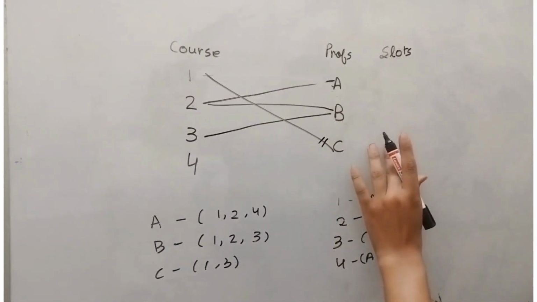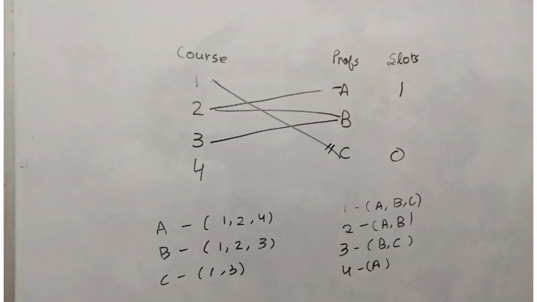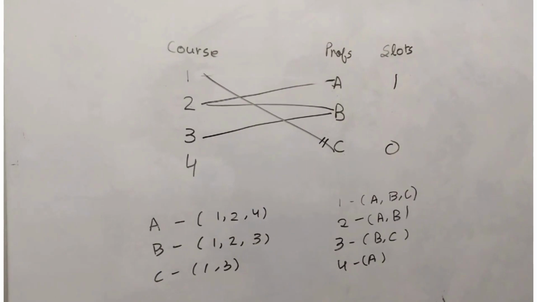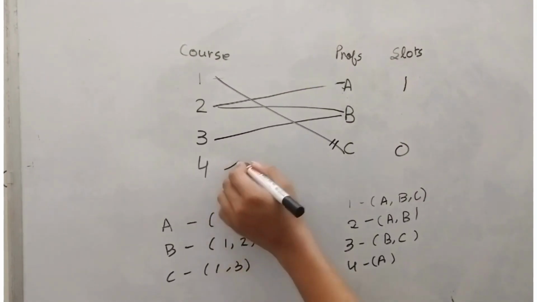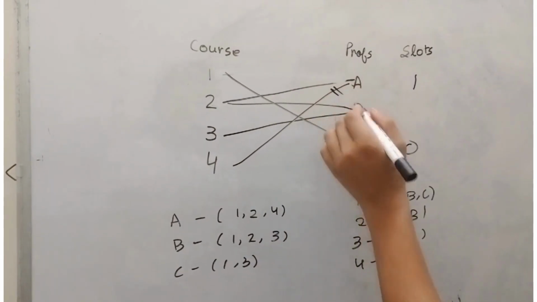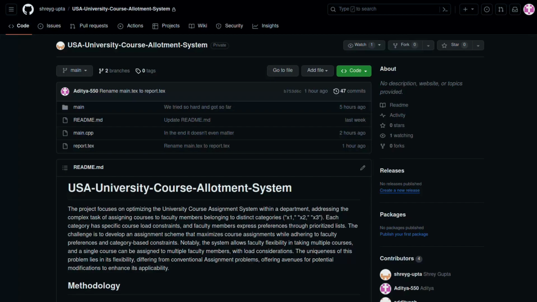After this change, we notice that professor C has 0 slots remaining but professor A has one entire slot empty. Now we can go ahead with mapping course number 4 to professor A. This fulfills our mappings and thus our dry run is complete. We now start with the explanation of our code base given in our GitHub repository.